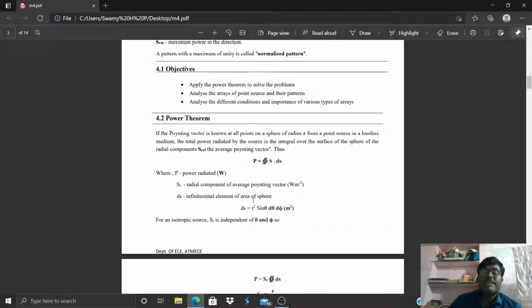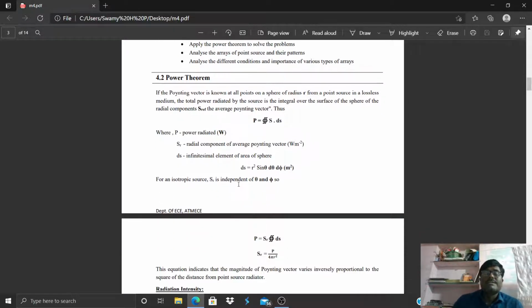Infinite elemental area of sphere. So therefore this dS is equal to r squared sin theta d theta d phi meter squared. So for an isotropic source, S_r is independent of theta and phi. For a point source, isotropic source, the Poynting vector S_r is independent of theta and phi.